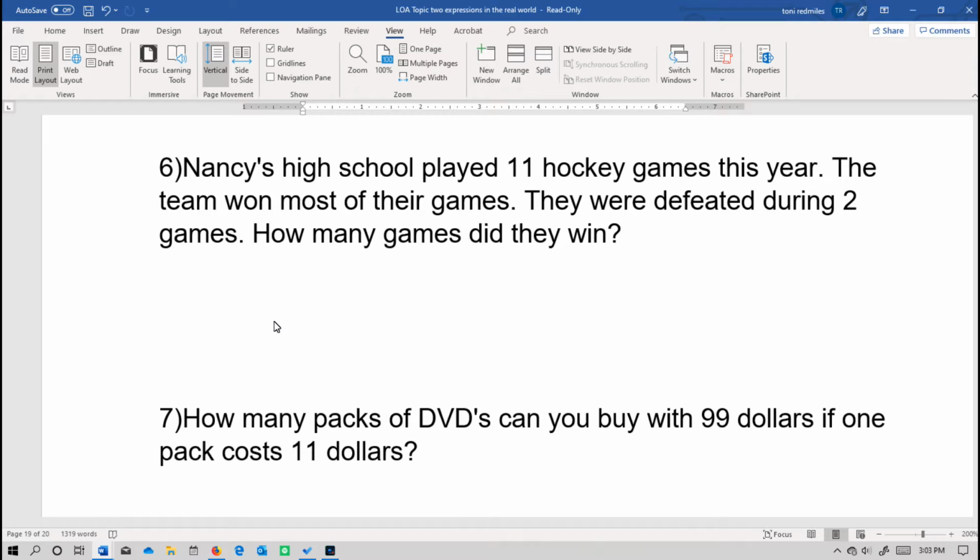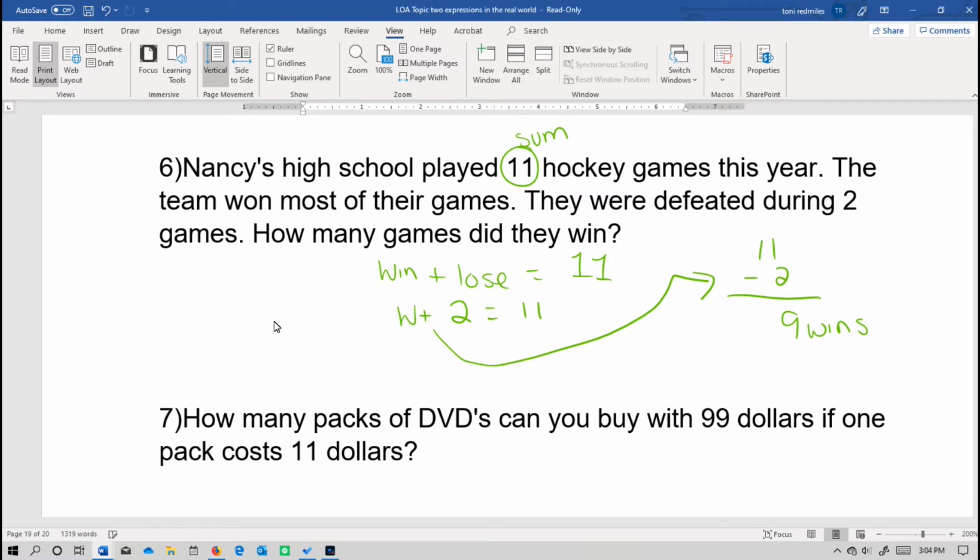Nancy's high school played 11 hockey games this year. The team won most of their games. They were defeated during 2 games. How many games did they win? So I know that all of my wins plus all of my losses will equal 11 games altogether. I'm given the sum. All right? And I don't know how many I won, but I know that I lost 2. Okay? In my mind, I know that if I subtract those, I will get 9 wins. Like I said, we're going to look at this opposite operation next week.